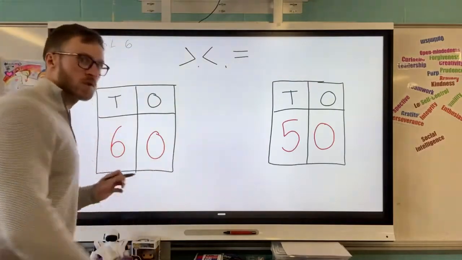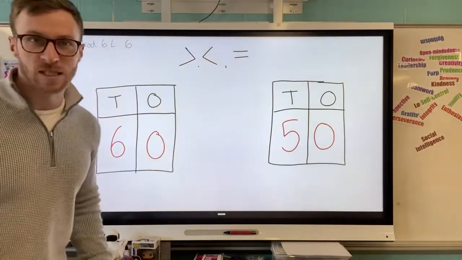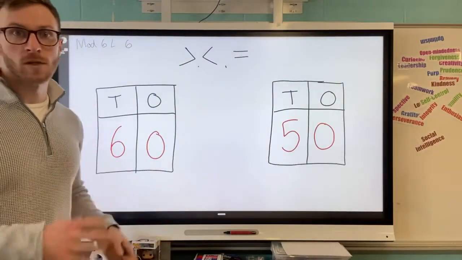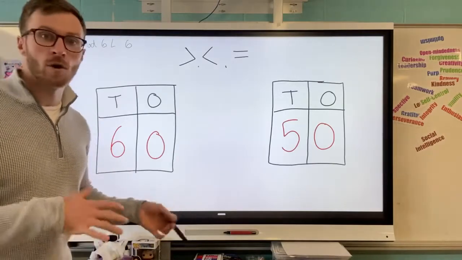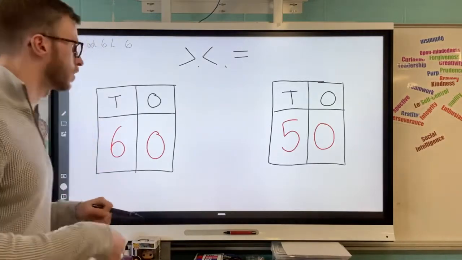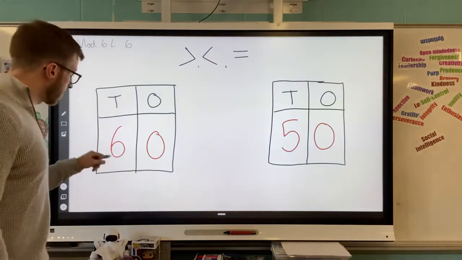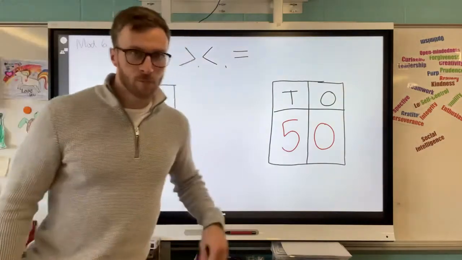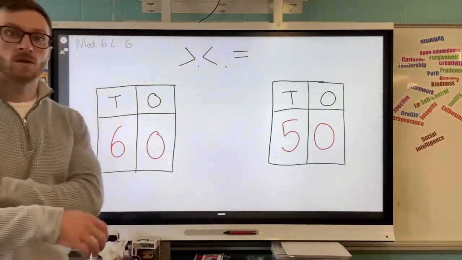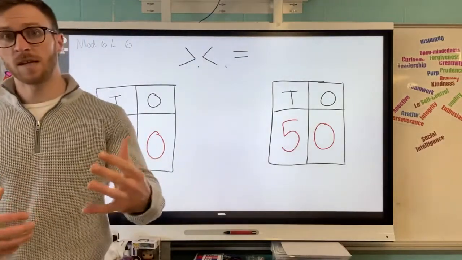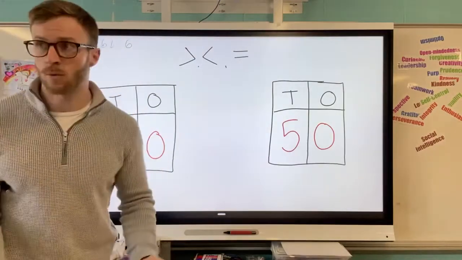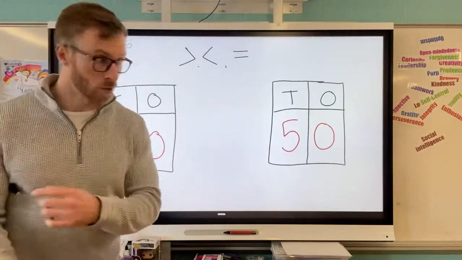We are always going to start by comparing our tens place value, because if those are the same, then great, we move on. But if one of those is different, then we already know our answer, which one's bigger. So, tens place, we have 6 and 5. Which is more? If you have 6 cookies and I have 5 cookies, who has more cookies? You do. You have 6.